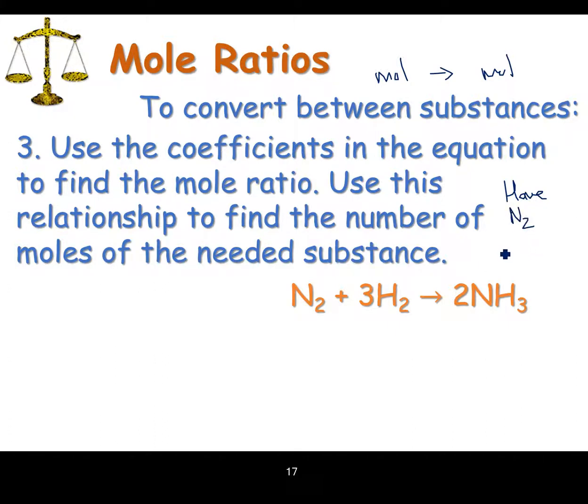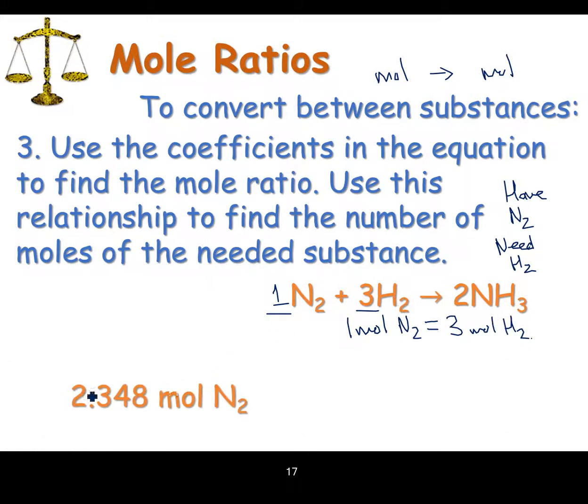The thing that we need is the hydrogen gas. So look at the 2 coefficients. It's not shown, but this is a 1. So this means that my mole ratio is 1 mole of nitrogen gas for every 3 moles of hydrogen gas. Okay, 1 mole of N2 is equal to 3 moles of H2.